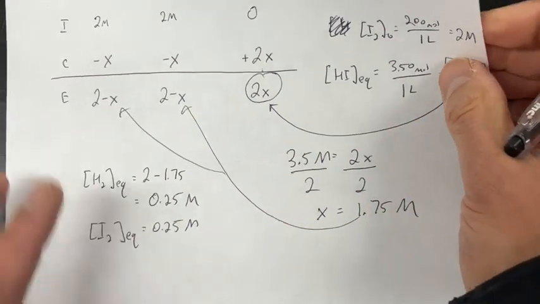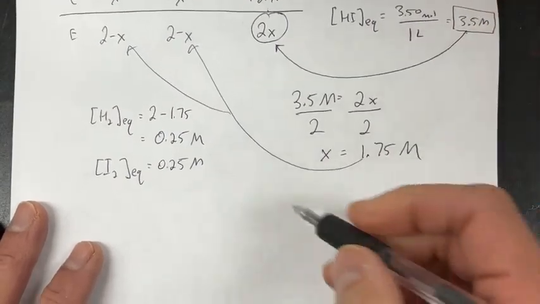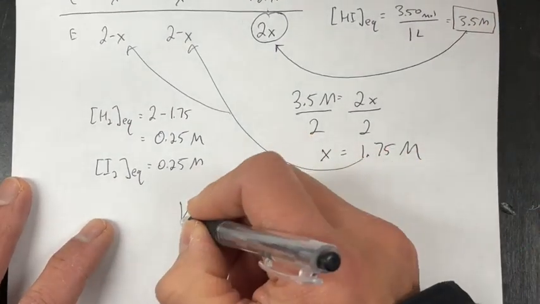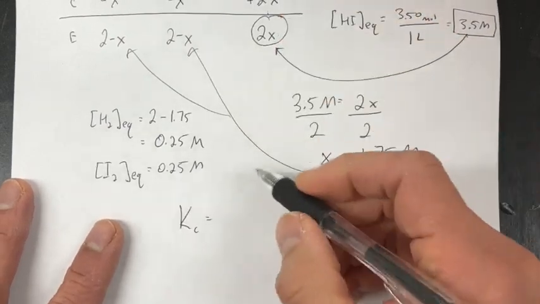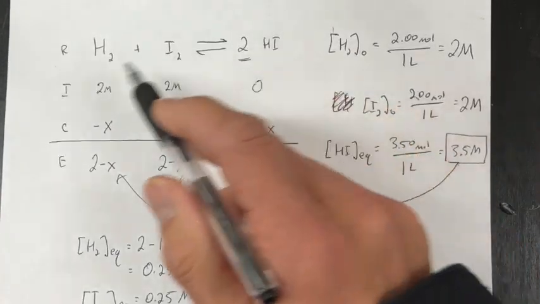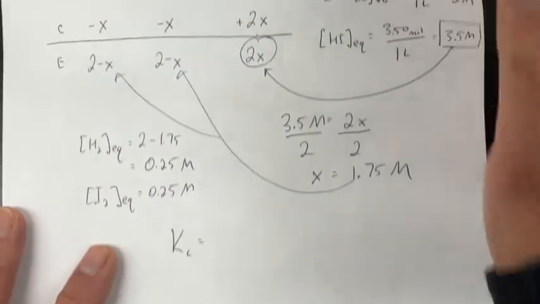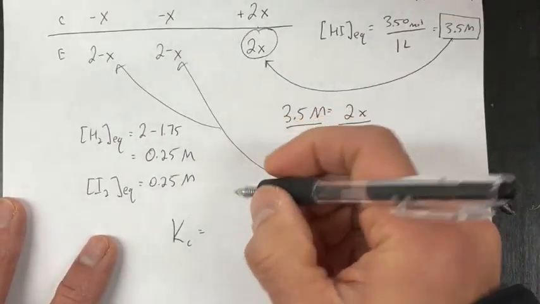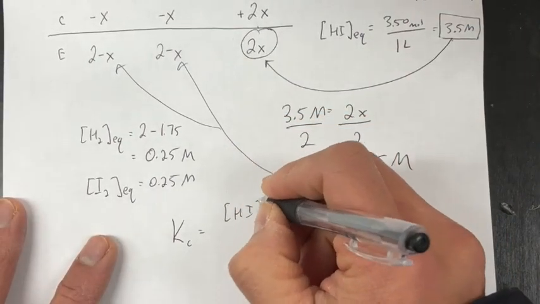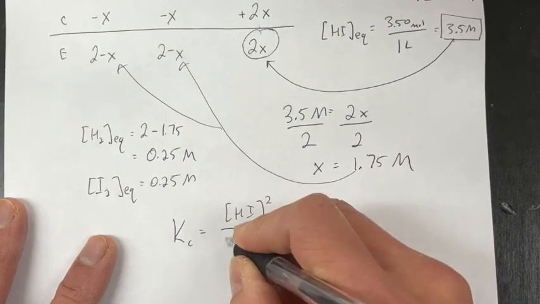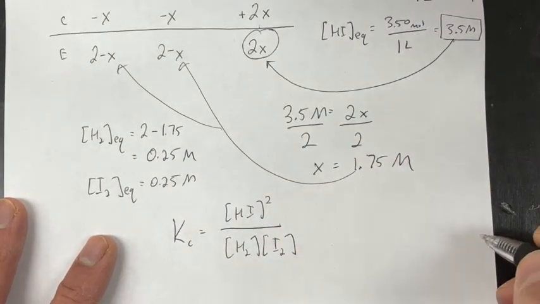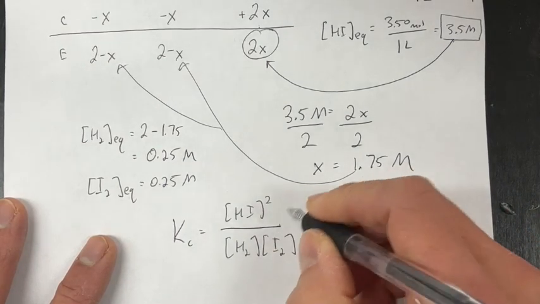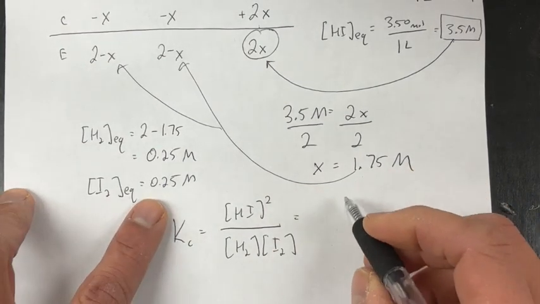And am I done? Well, close. I need to figure out what my Kc is. So Kc, remember, my expression for Kc is going to be products over reactants raised to the powers. So HI squared all over H2 times I2. This is all equilibrium values, so make sure we use the equilibrium values here.